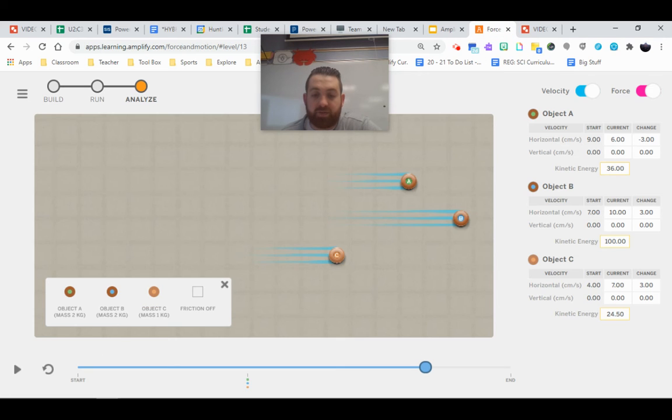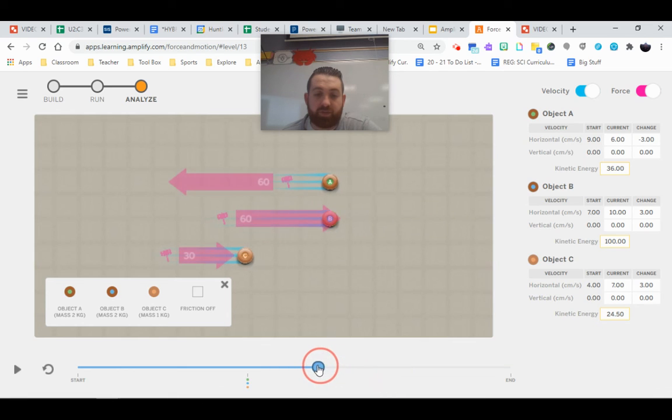So let's go ahead and take a look and see if that answer is correct. If I rewind my simulation, you'll notice a few things. When my pink arrows show up, A and B have the same amount of force, a force of 60, but in different directions. And object C has 30, so less force. So answer C would be the correct answer for this simulation.